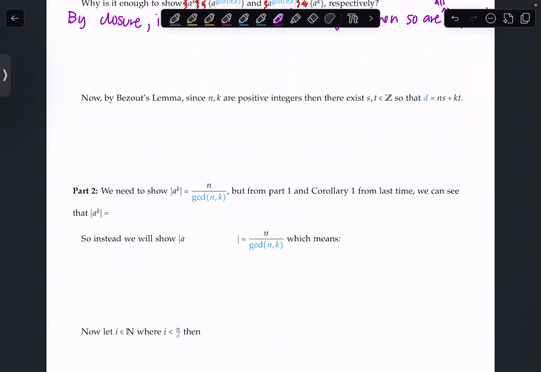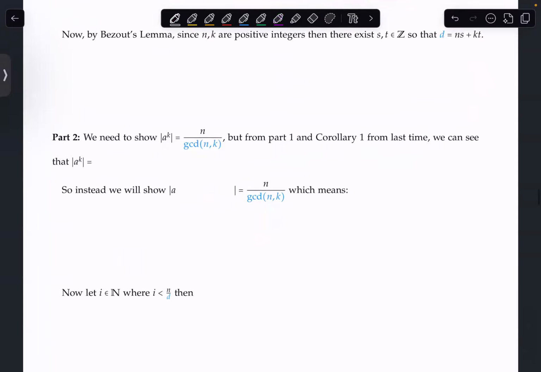Let's remember here, if k is any power, this is going to have the same order of which group? What did our last theorem say? The order of the element is going to be equal to the order of what? Of the group generated by that element. So here I can think, what's the order of this group? And that'll give me back the order of the element.